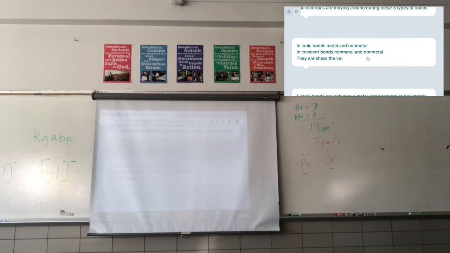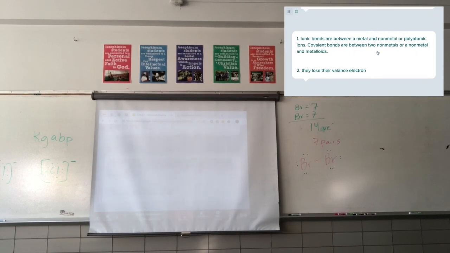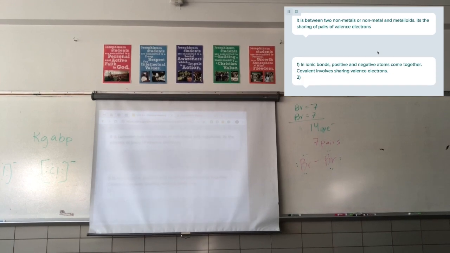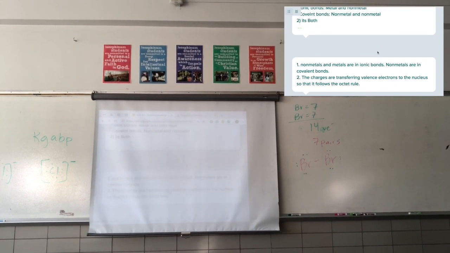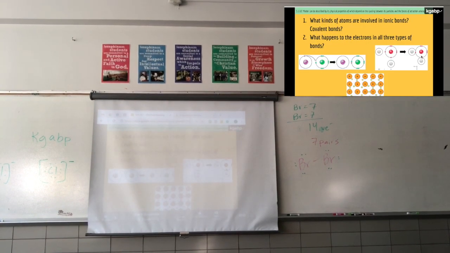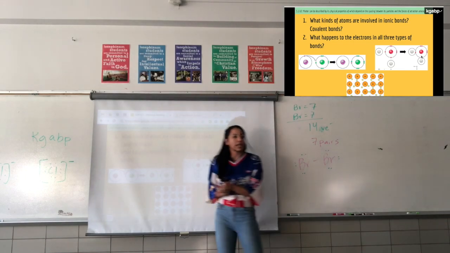Okay, so ionic is a metal and a non-metal, good. Covalent is non-metal and non-metal. So what's happening to their electrons? Looks like people are still writing that part. So what happens to the electrons in ionic? Somebody raise your hand. What happens to electrons in ionic?